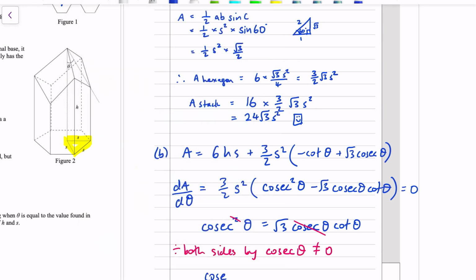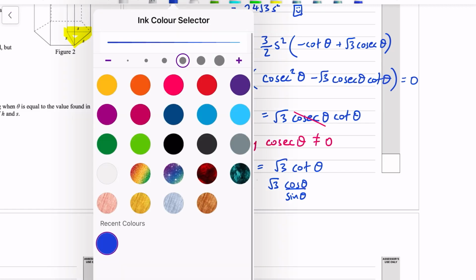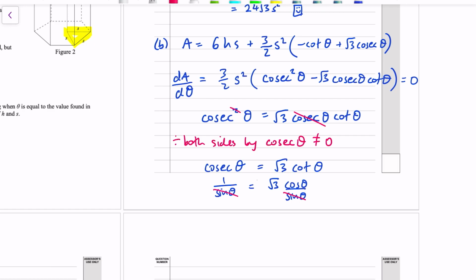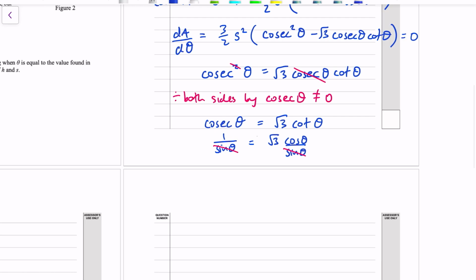So we've got cosec theta equals root 3 cotan theta. And how do we solve this when we've got a mixture of trig functions? Well, we can convert it back into sines and cosines. So cosec is 1 over sine theta, cotan is root 3 times cosine theta over sine theta. Multiply both sides by sine theta, cancels off those factors, and we're left with solving cosine theta equals 1 over the square root of 3.